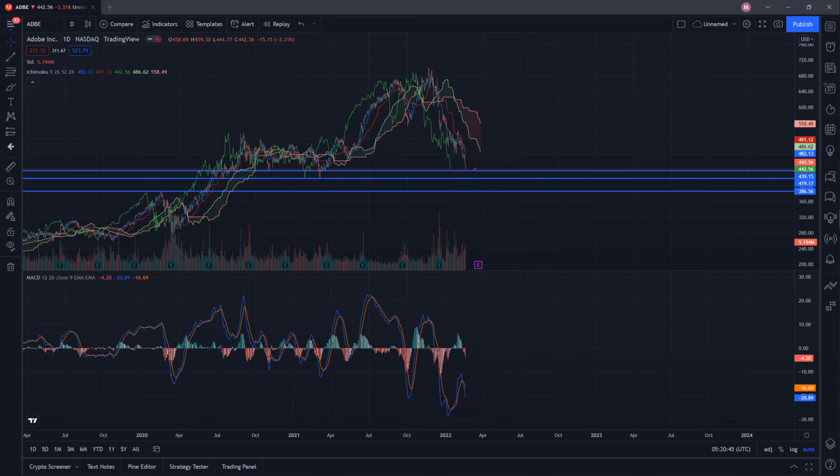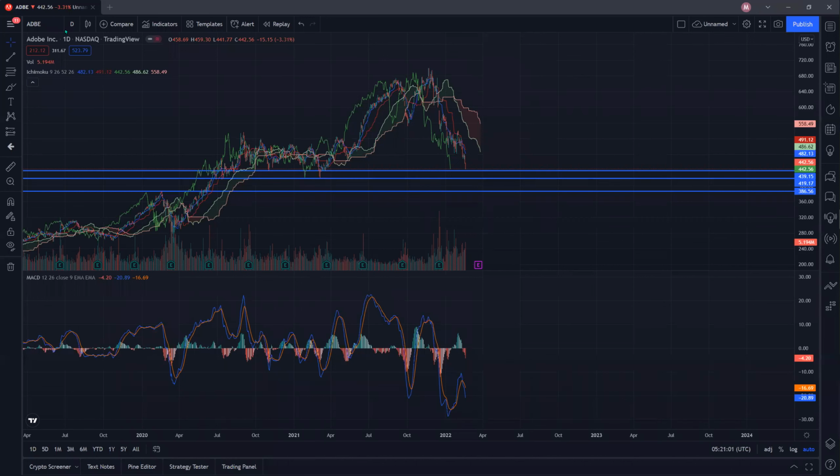So in the event that we break these 440 levels, I'm looking at 420, followed by the $400 psychological support level, and lastly about 380 zone. This will be my support levels. Not forgetting the Fibonacci at 50% is at 350.